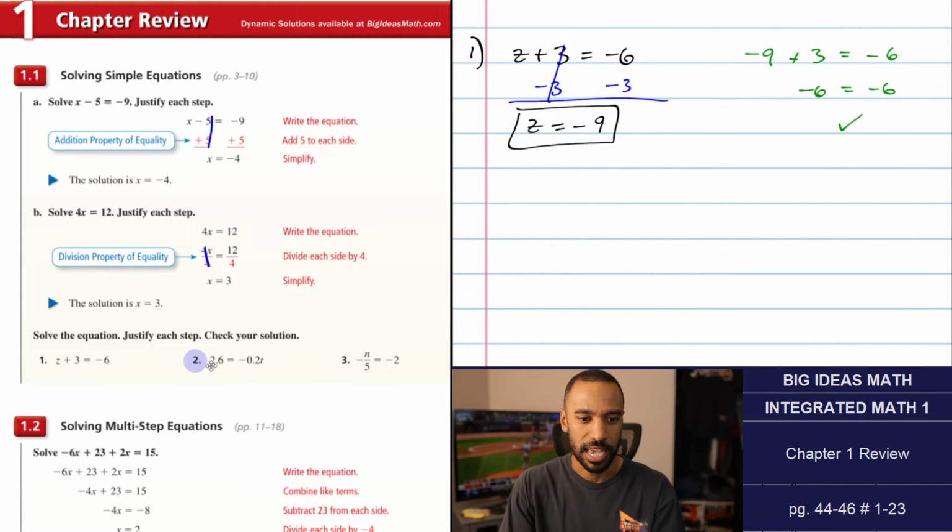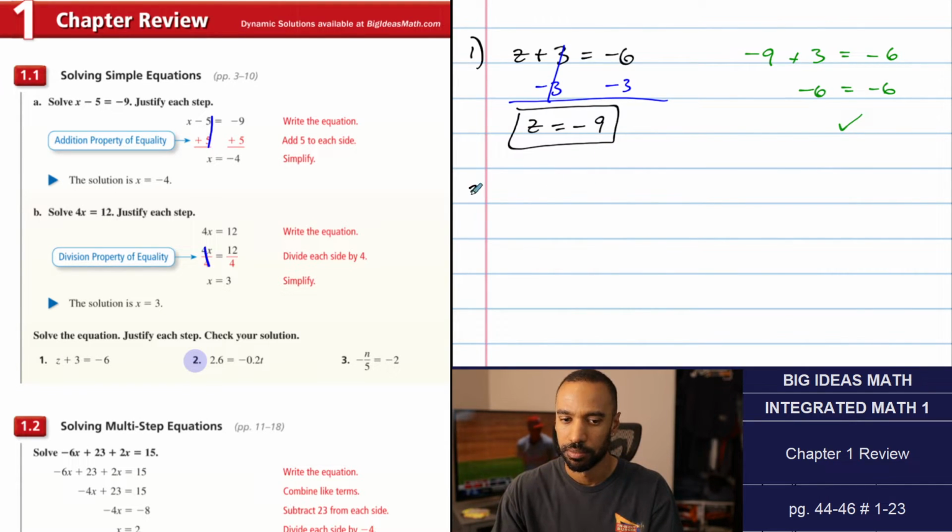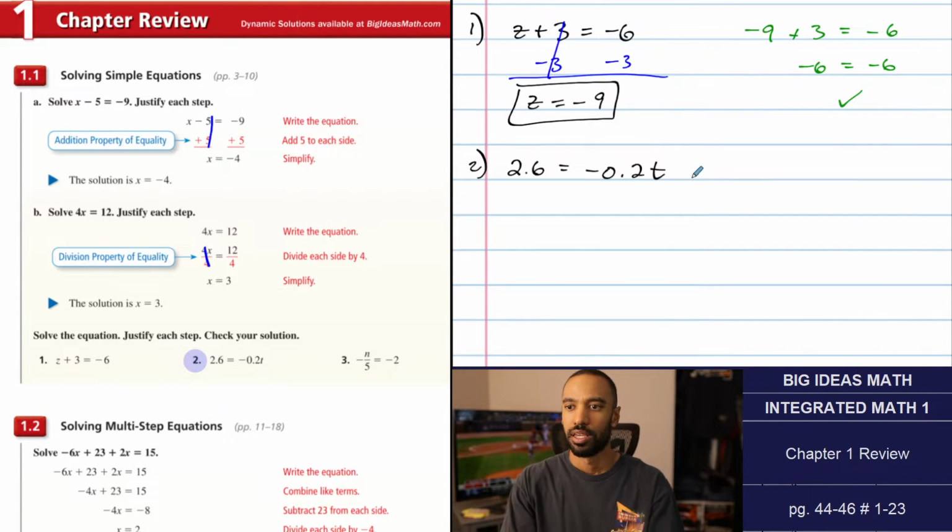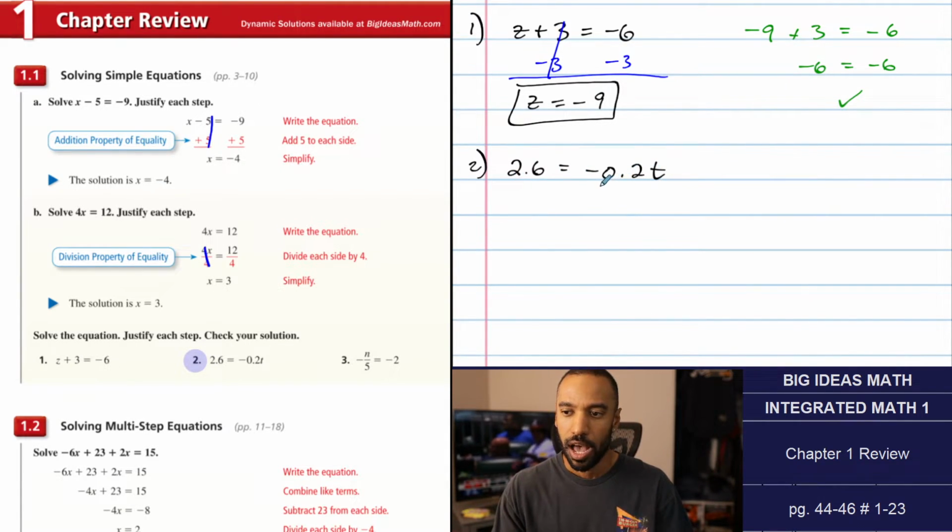Number 2, we have some decimal action going on. The variable is on the right side of the equation. It says 2.6 equals negative 0.2 times t. Now, the way that we generally would do this, and some people would use a calculator in this play, I'm going to divide both sides by negative 0.2.